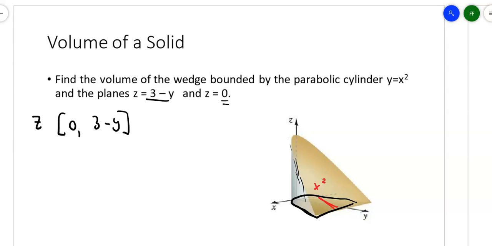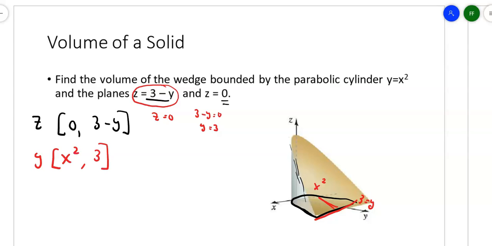But how do I know where they stop? Well, come back up here to that z equals 3 minus y. What happens if z is 0? If z is 0, then I end up with y equals 3, because then 3 minus y is equal to 0, where y is equal to 3. So while we're on that plane, this here is our flat boundary on the other side. That's y equals 3. So the y values will start at x squared. That's going to be the lowest value. And it's going to end at 3. That's the highest value. Great.